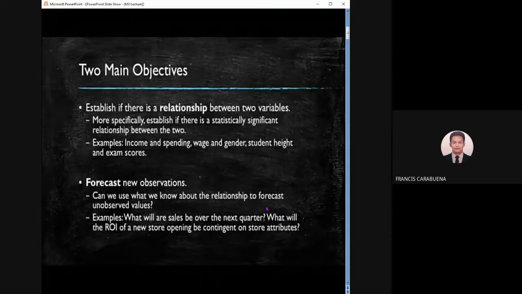This is the variable whose values we want to explain or forecast, and we call it the dependent variable because its values depend on something else. We will be denoting it as y. The other one is the independent variable, and this is the variable that explains the other one. We say that its values are independent, hence its name. We will denote this variable as x.